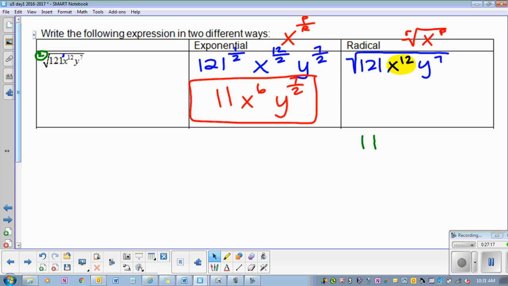How many x's? 12. How many groups of 2 can you get from 12? You have $12. You want to split it among 2 people evenly. Can you? How much money does everyone get? 6. 6, right? X to the 6. Anything left over? No, right? It's an even split.